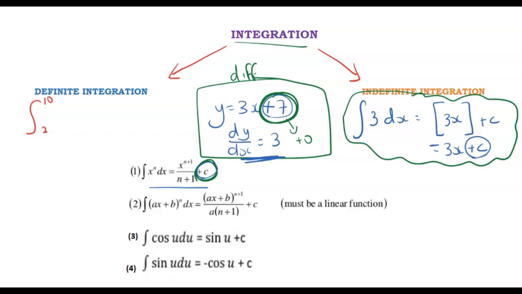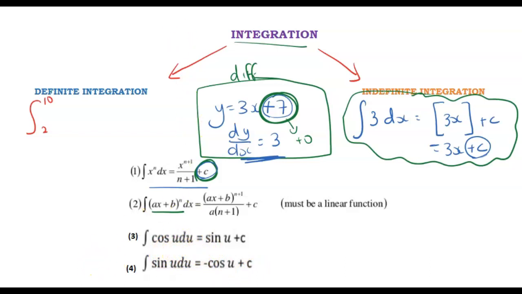So now let me go to my next rule. The second rule is here. It says the integral of (ax plus b) all raised to the power of n dx is this. I'll be doing a couple of examples on this as well. And then lastly, the integral of cos u with respect to du would be sine u plus c, and the integral of sine u with respect to du is minus cos u plus c. Now this is the opposite of what it would have been for differentiation. So we need to take note of this.